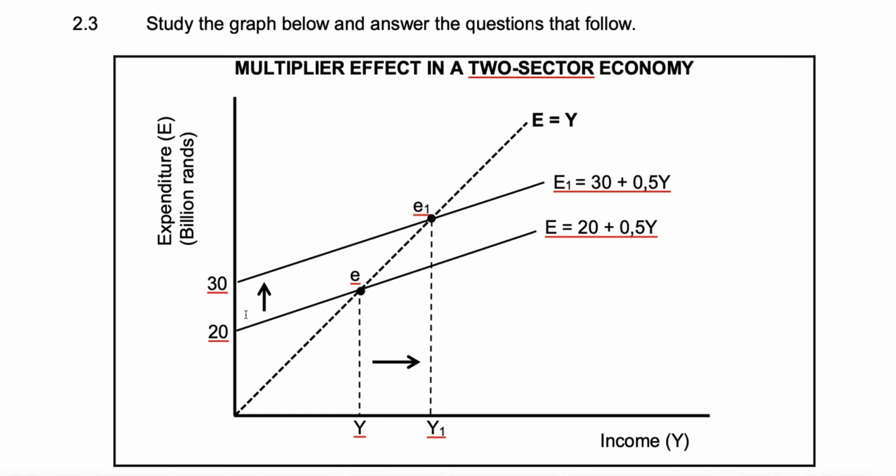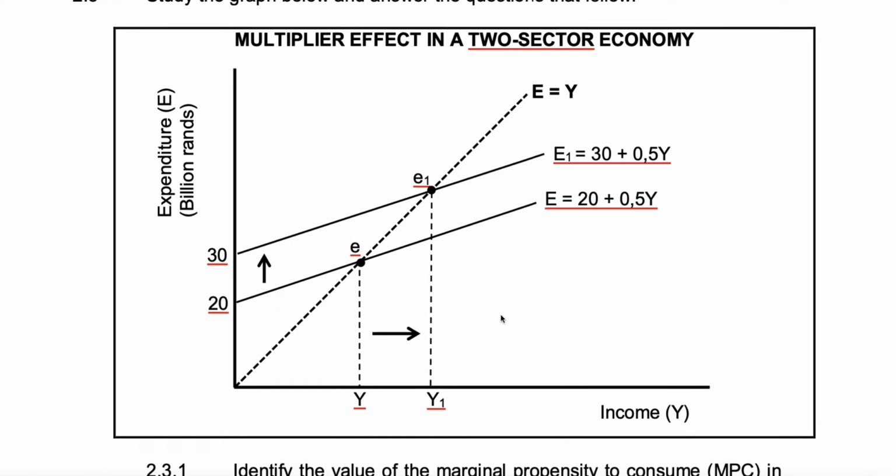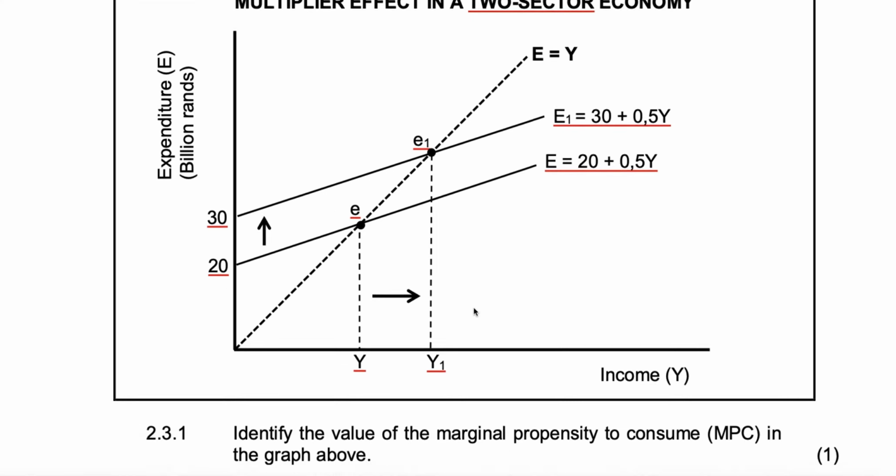But this disproportionate change in aggregate income is first caused by a disproportionate change in aggregate demand. Because when there's a new injection, there's going to be a change in aggregate demand, which then hence causes a disproportionate change in aggregate income.